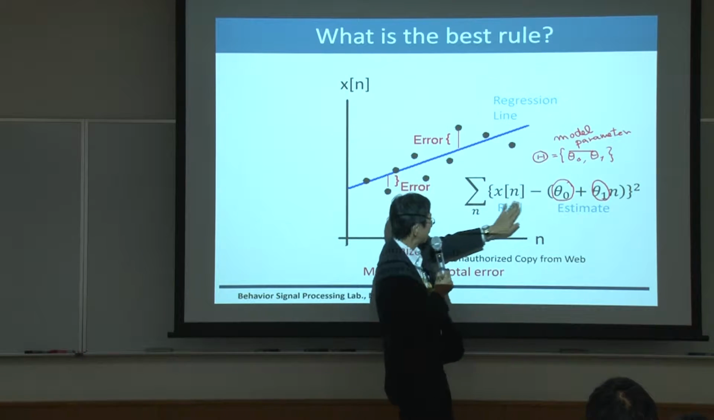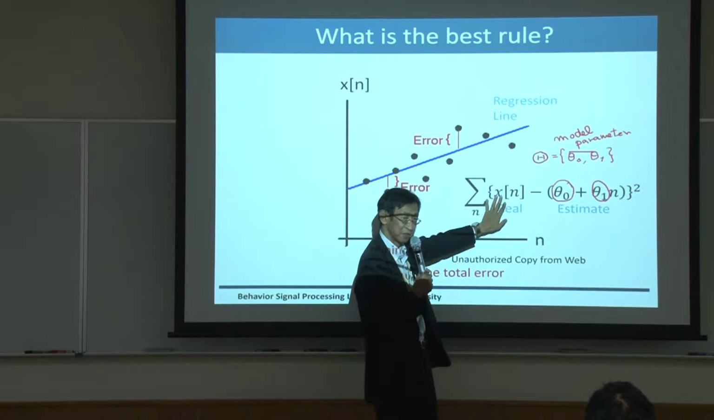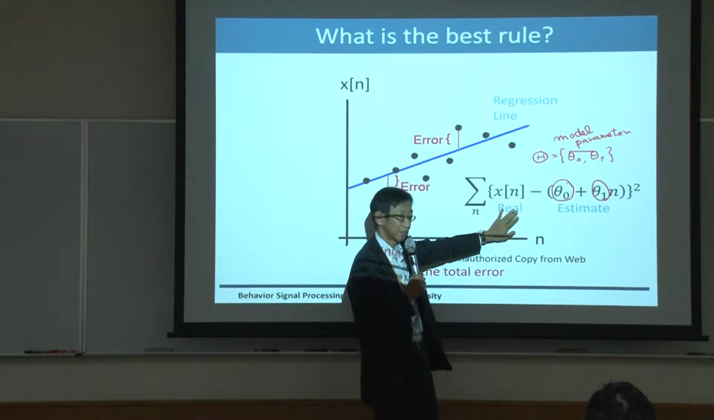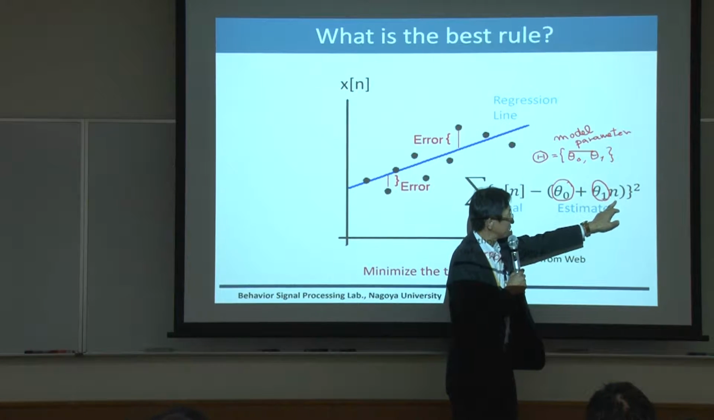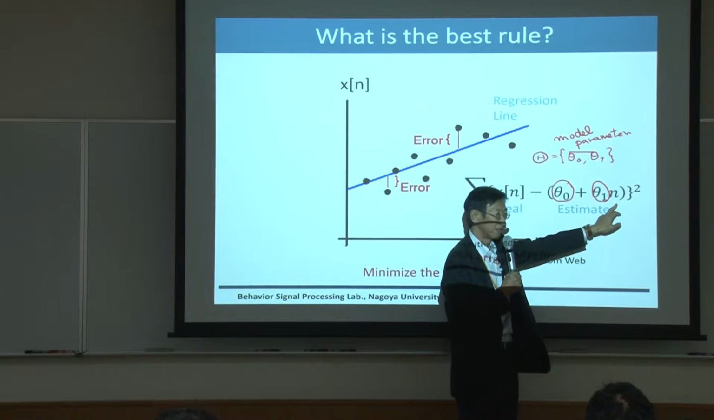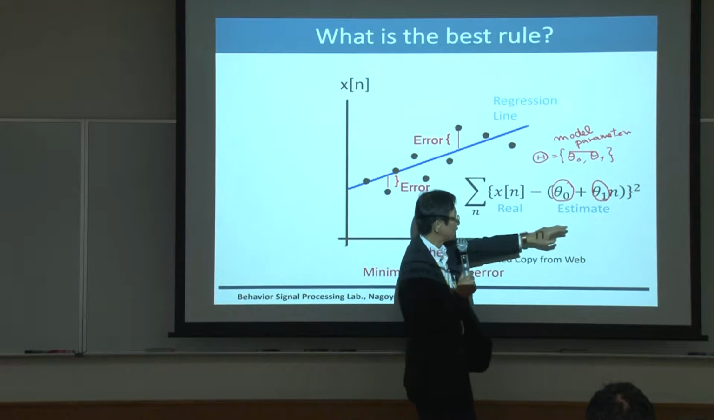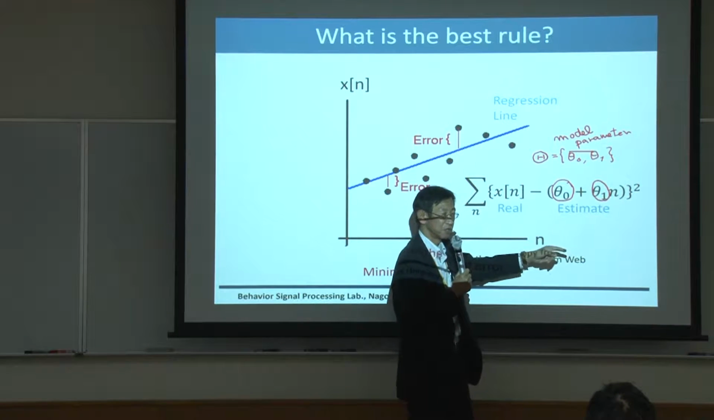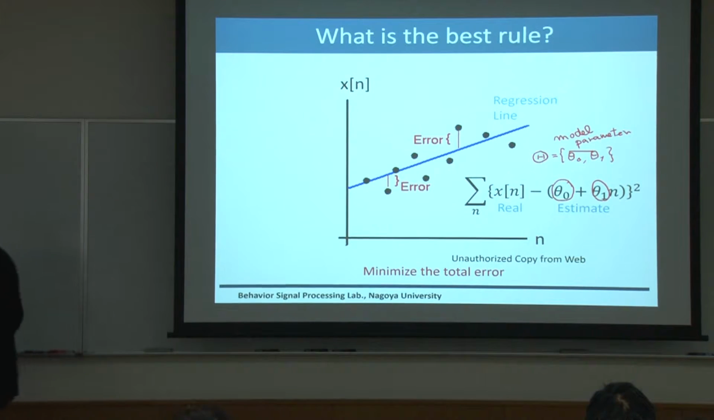So xn, don't forget, you can measure this. You can measure this as many times as you can. And n is an associated value. Therefore, you know n. But you don't know theta 0 and theta 1. So you need to decide theta 0 and theta 1. This is a very fundamental problem.